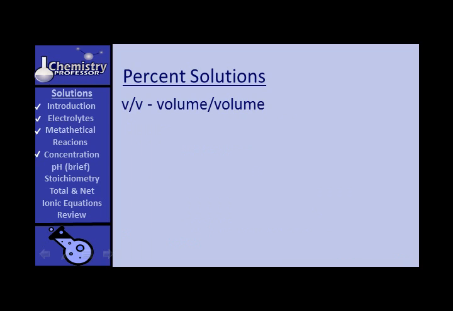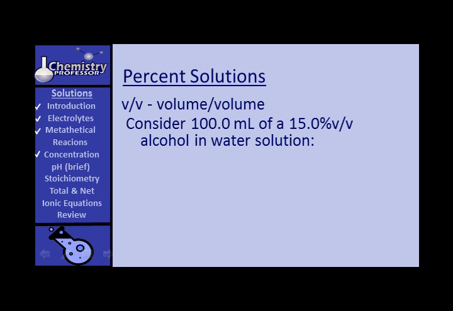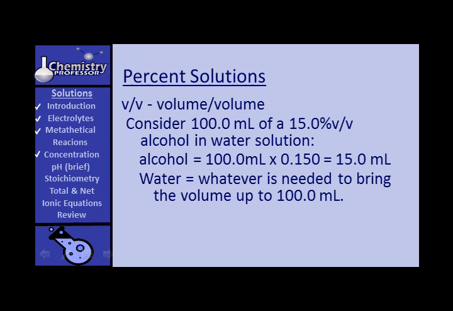In a volume-volume solution, everything is done by volume. Consider if we have 100 milliliters of a solution that is 15% V for V alcohol and water. Well, the alcohol is 15 milliliters, so we take 15 milliliters and we add water. How much water do we add? Whatever amount is needed to bring the volume up to 100 milliliters, because it's 15 milliliters of alcohol in every 100 milliliters of solution. And quite frankly, you're going to ask the question, well, why isn't it 85 milliliters of water? And it may be, but it probably isn't.